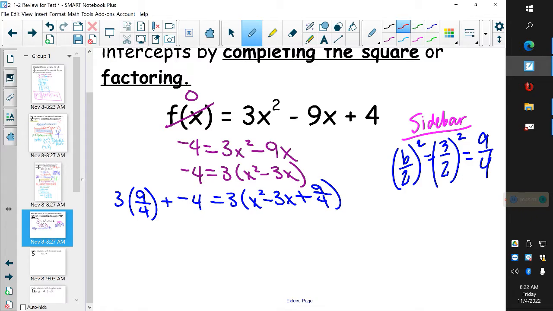So that whole thing turns into 11/4 is equal to 3, and then what does that trinomial turn into? What does that trinomial turn into? X minus 3/2. I drop down the x, I drop down the sign, I take b divided by 2, which is 3/2 quantity squared. Yes? I need vertex form, so what do?